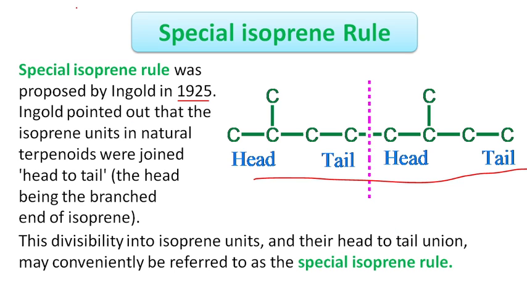So isoprene rule only states that terpenoids are formed from isoprene units, and isoprene units can undergo polymerization to yield terpenoid. But special isoprene rule further states that isoprene units from their head to tail union will give rise to terpenoids.